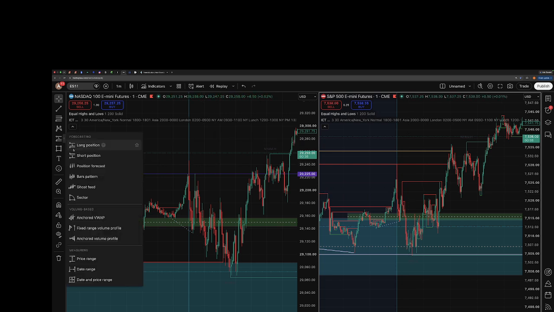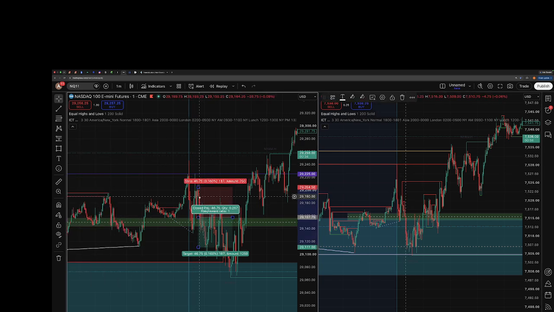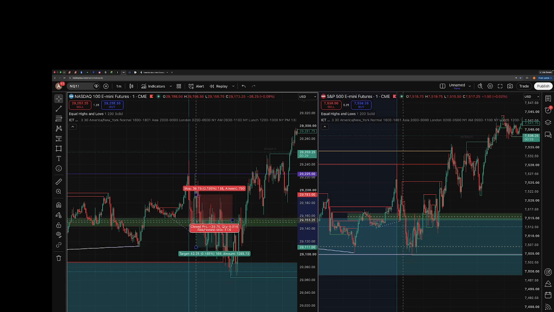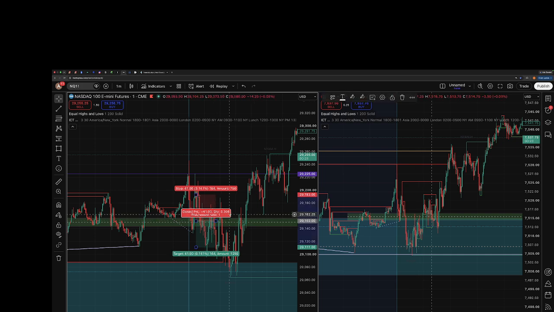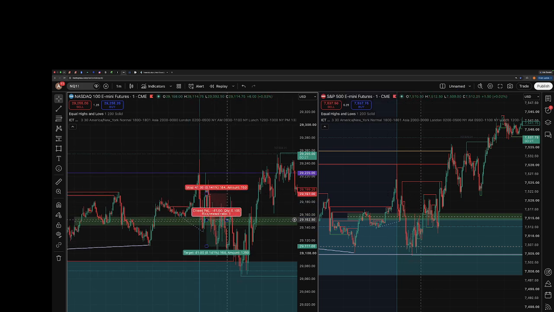Took a small L, and then what did I do? Shorted. I took a 1:1. I was in with heavy risk. I lost 400 here, and then I made 1,500 here. So 1,500 risk. This is my trade.